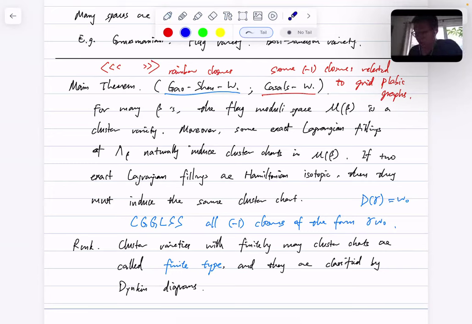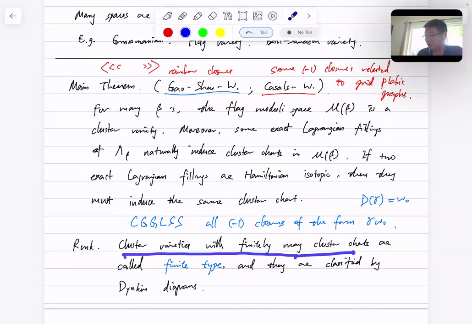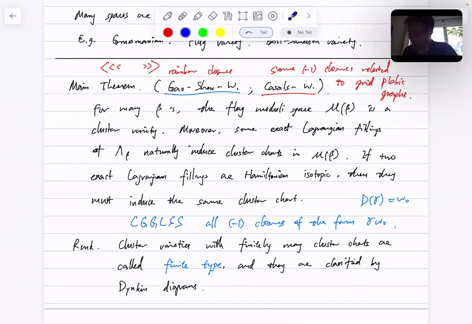Okay, and how would this help us solve the infinitely many fillings conjecture? Well, let me also mention that cluster structures are much better. We have much better control than exact Lagrangian fillings, and the reason is that at the beginning of cluster theory, Fomin and Zelevinsky already gave a finite type classification of cluster varieties. So cluster varieties with finitely many cluster charts are called finite type, and like anything finite type in algebra, they are classified by Dynkin diagrams. So other than two infinite families basically and some sporadic ones, everything else is infinite type. All right. Any question about this main theorem?